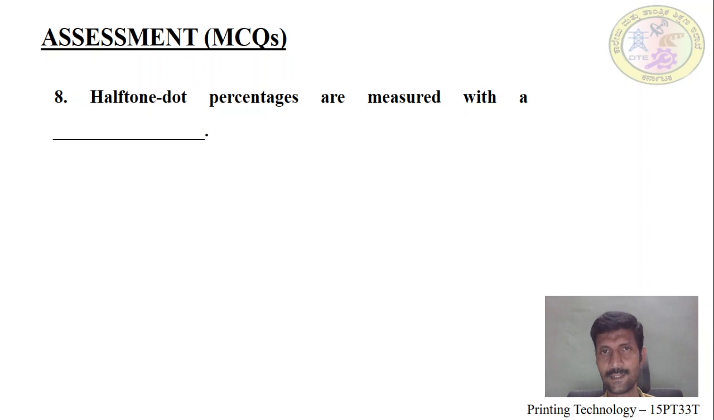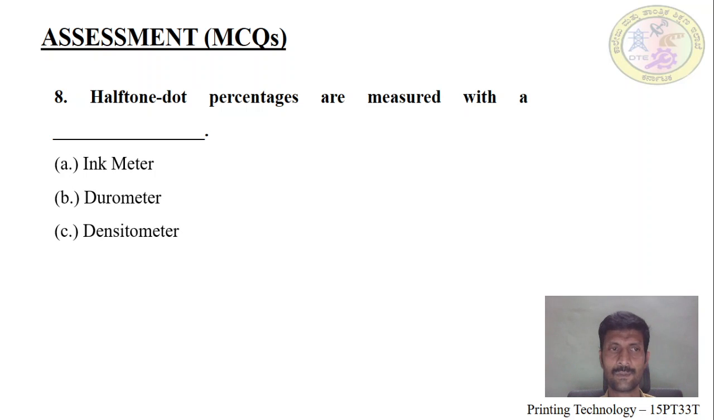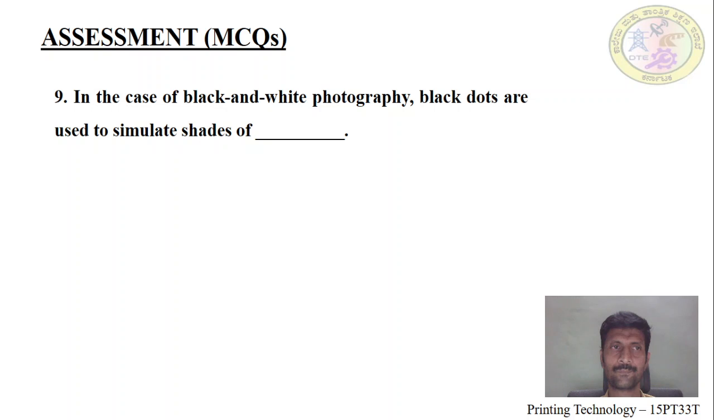Next question. Halftone dot percentages are measured with a dash device. I have not mentioned the device. You have to measure on the printed substrate. One is ink meter, durometer, densitometer, or none of the above.